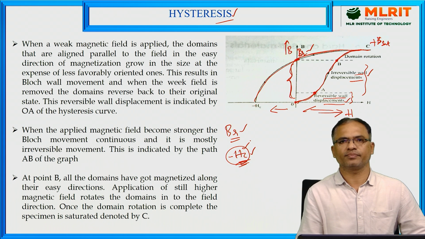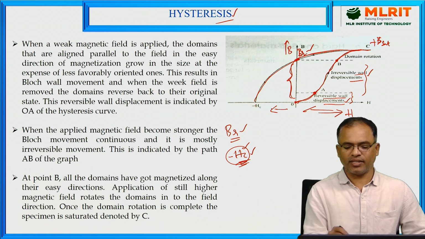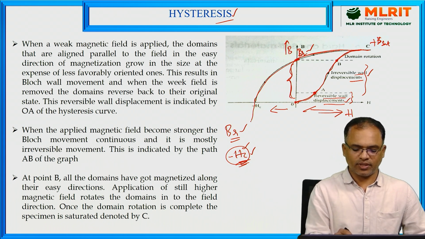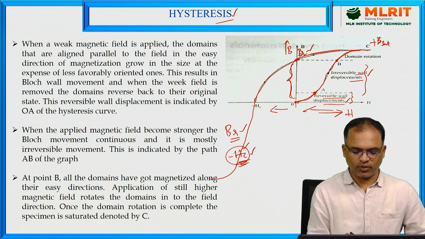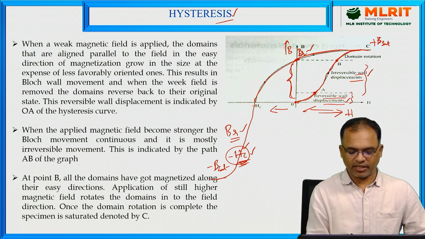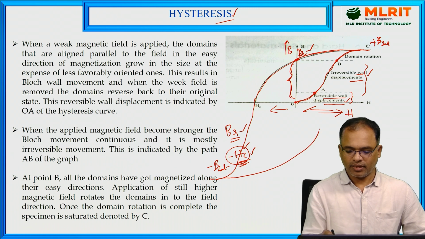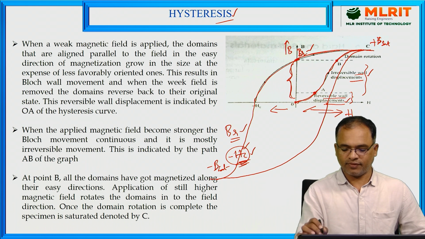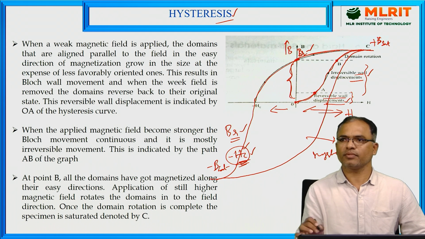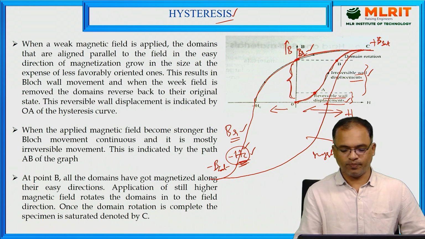Now, further increasing the magnetic field in the reverse direction, magnetization also decreases, and finally it reaches the lowest saturation value, minus B saturation. With further increase in magnetic field, it will follow this path. Again, it will cross the curve at this point. Again, further increasing the magnetic field, finally we get one loop here. This is called the hysteresis loop.